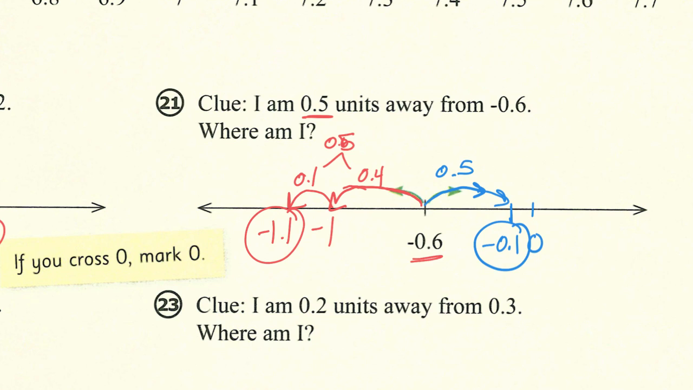So again, with these problems, use the number line as you need. If you need to stop partway through at a number like I did here at negative 1, do that. If you don't need to, you don't have to, but you can also be marking numbers to kind of help guide where you're at.